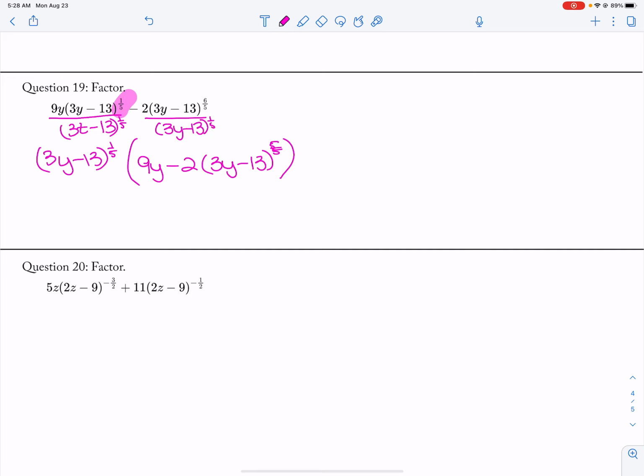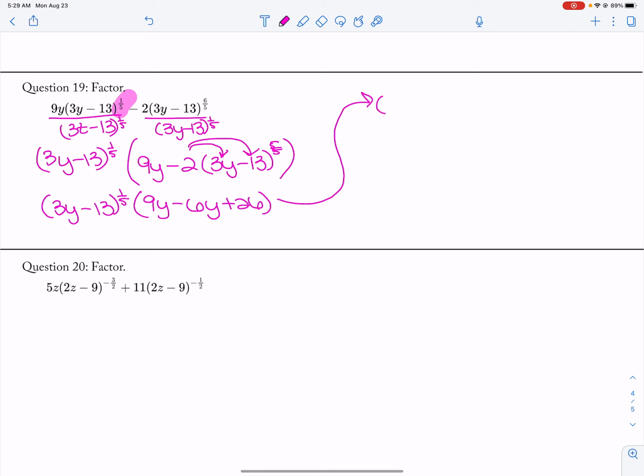Factoring is like dividing. So 3y minus 13. You guys are starting to get used to what we're doing. I don't care if you skip a few steps, because again, this is factoring, and I do want you guys to get this pretty quickly. So 6y plus 26. So 3y minus 13 to the 1/5 power. I'm left with a 3y plus 26 on the inside.